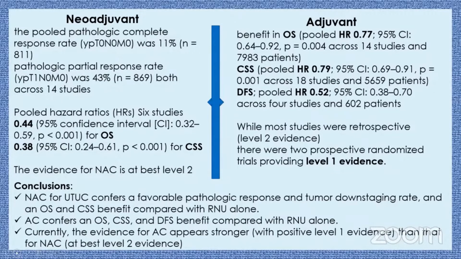According to the guidelines, it is labeled as category 2 evidence as a neoadjuvant therapy. If we move to adjuvant therapy, it shows better overall survival and better cancer-specific survival, along with disease-free survival documented in the adjuvant studies. Most of the studies are retrospective, but there are two prospective randomized studies. So adjuvant therapy has been labeled as level 1 evidence. Next slide, please.